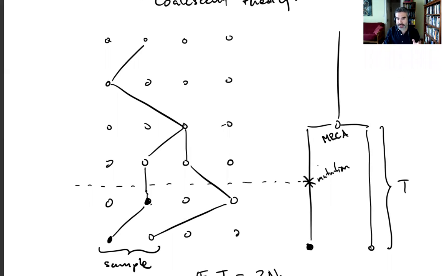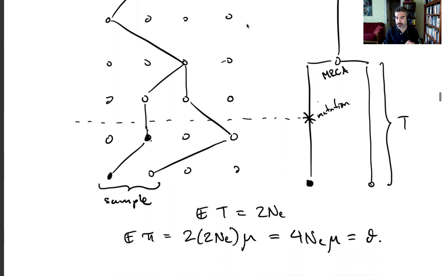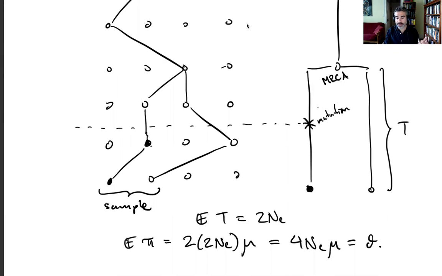To illustrate the flavor and simplicity of this approach, here's a sketch of the argument of the mutation-drift balance result. 2 haploids differ at a site when a mutation has arisen on one of their lineages before those 2 lineages coalesce. Mutations occur with rate mu per site on each lineage, independent of coalescences. So the expected number of mutations per site on the pair of lineages before coalescence is 2 times 2NE mu, which is 4NE mu, or theta again.